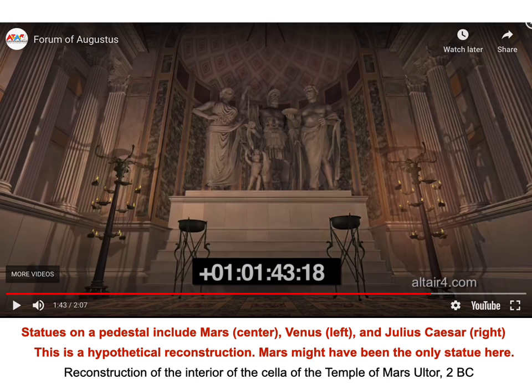This is a hypothetical reconstruction. The sculptural program from the temple's cella does not survive. It is quite possible that Mars was the only statue that stood on the pedestal.